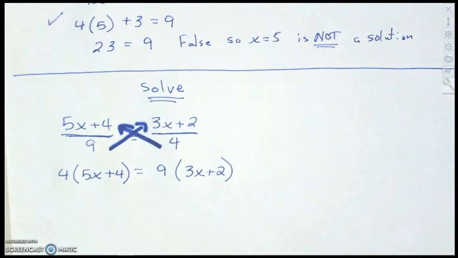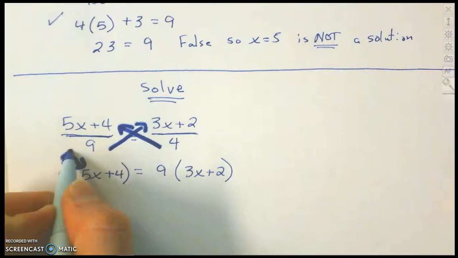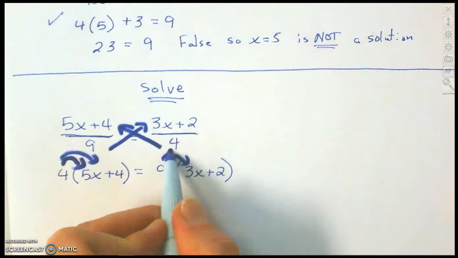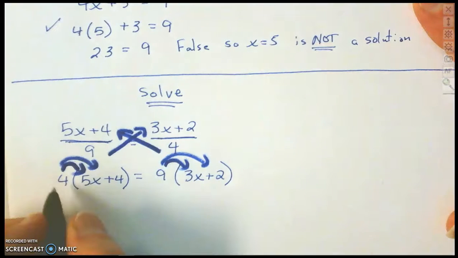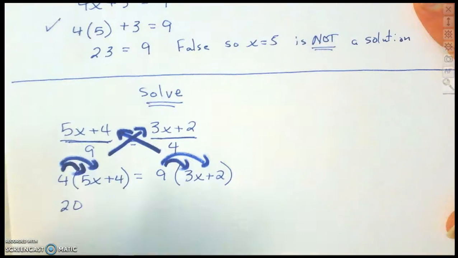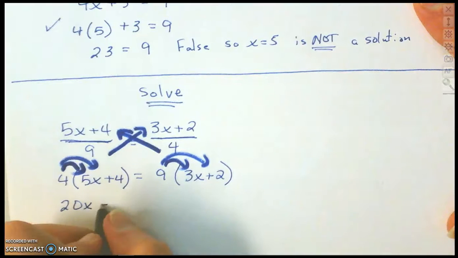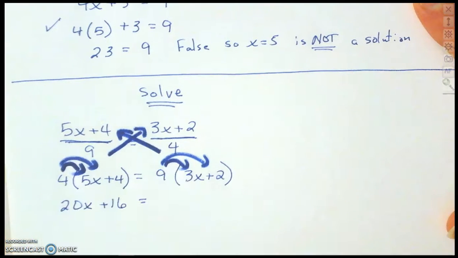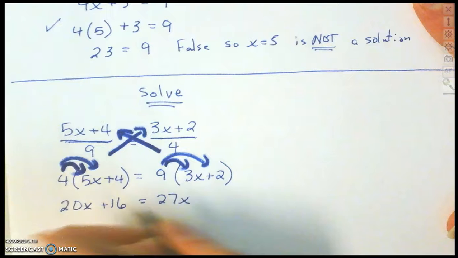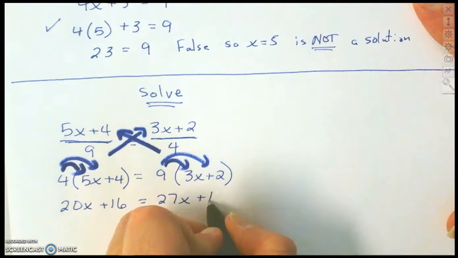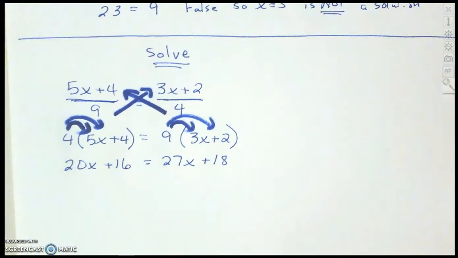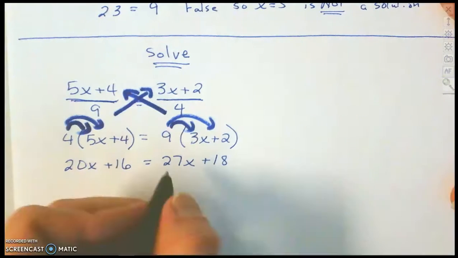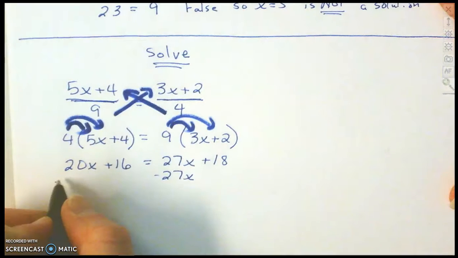We can solve this out by distributing through that 4 and distributing through that 9. And so that gives me then 5 times 4 is 20x. 4 times 4 is 16. 9 times 3 is 27x. And 9 times 2 is 18. Now we know what to do. Parentheses are gone. We need to move things around. So the variables are on the left. So we're going to move that 27x over.